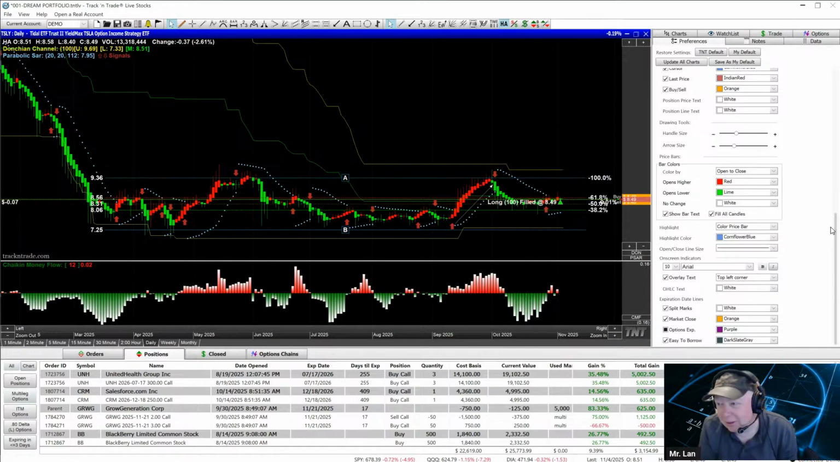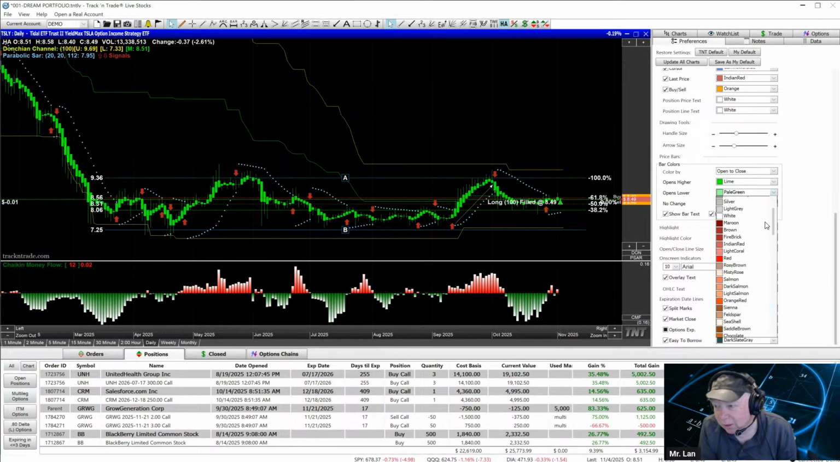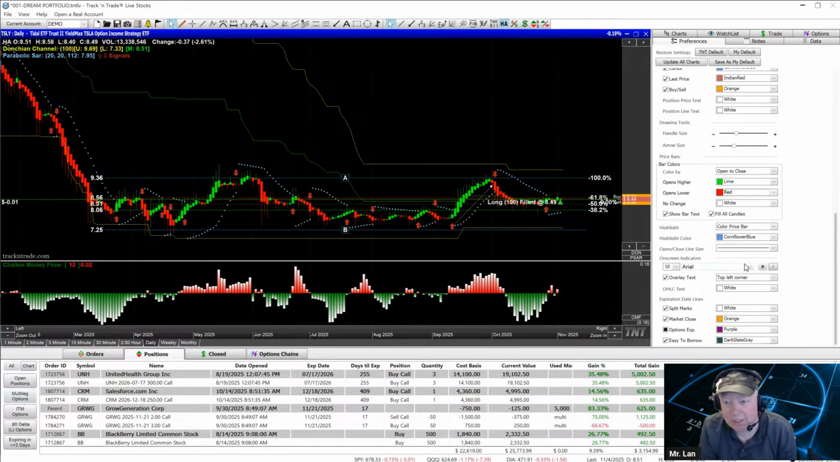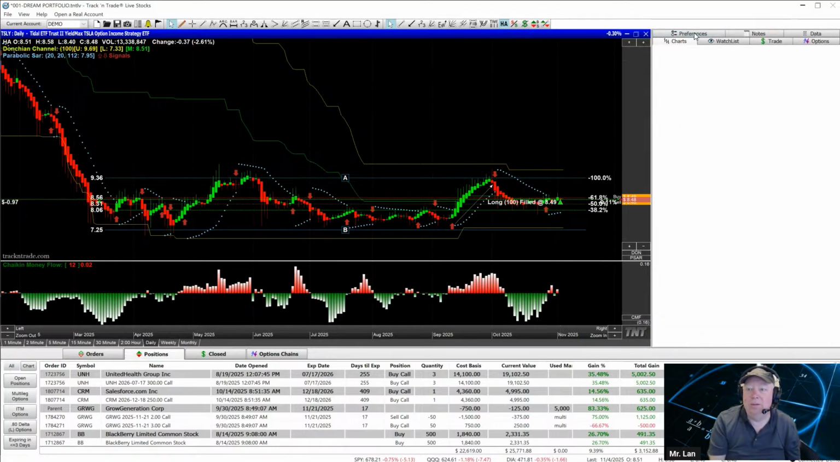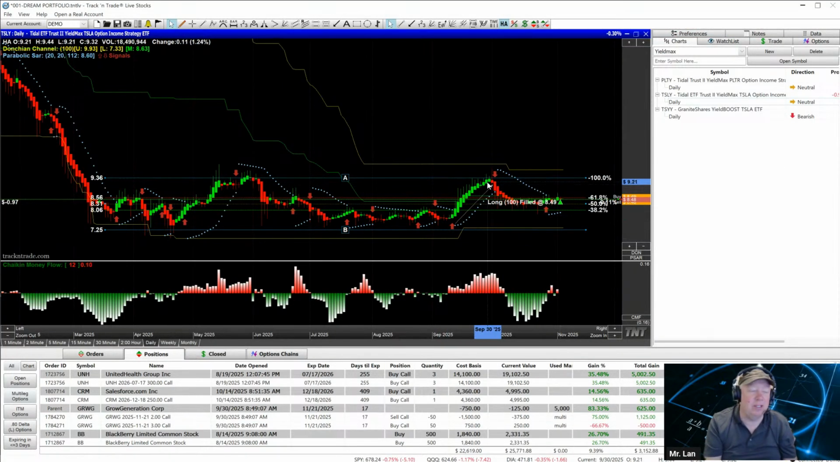Chart preferences. We come back down here and turn those back the way they belong. Green. So we'll go with lime green, and we'll go with red on this one down here. All right, we're back to normal. Back to normal. Save as my defaults. Update all charts.